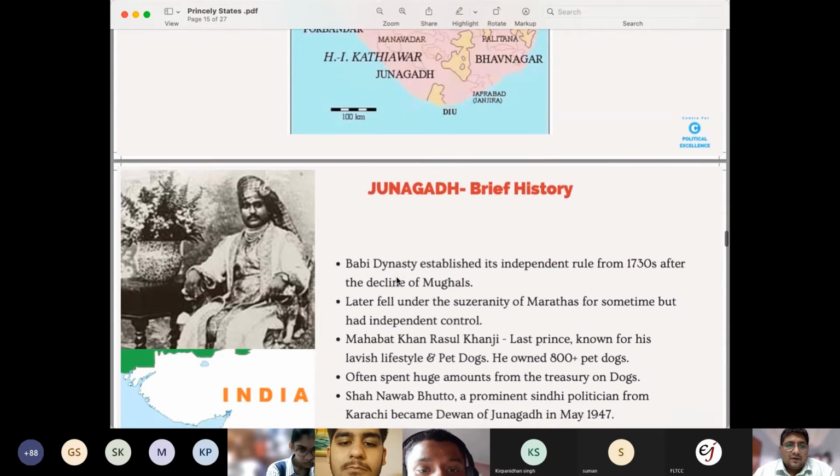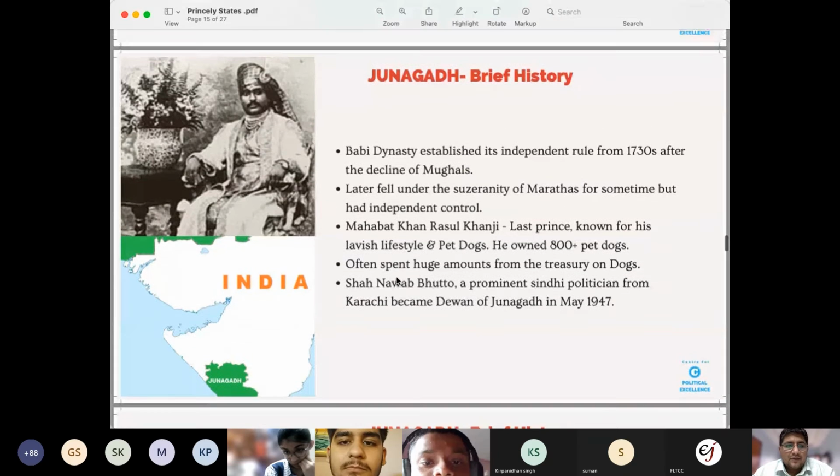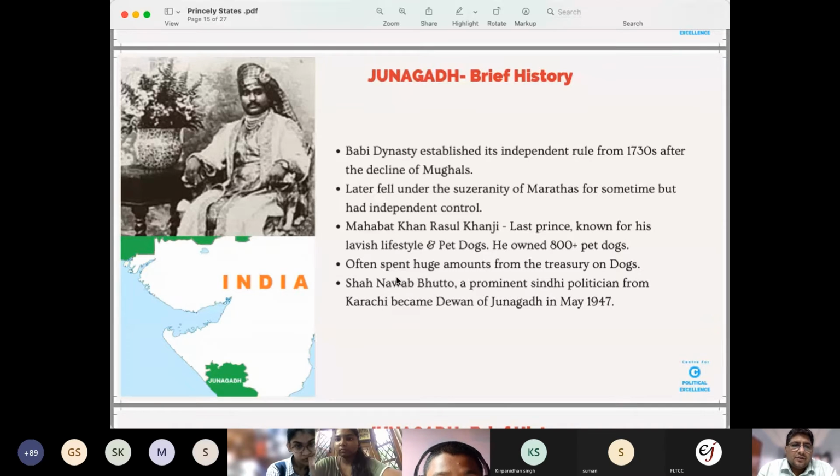Now, this particular area of Junagad, as you can see on the map also, it was ruled by Babi dynasty. Babi dynasty was started by a noble of a Mughal, and after the decline of Mughal, he declared his independence from Mughals and started governing this area of Junagad. It was a very large area, and during 17th, 18th and 19th century, it also fell under the Marathas for some time. Now, I would like to draw your attention to this particular fellow which is there on your screen.